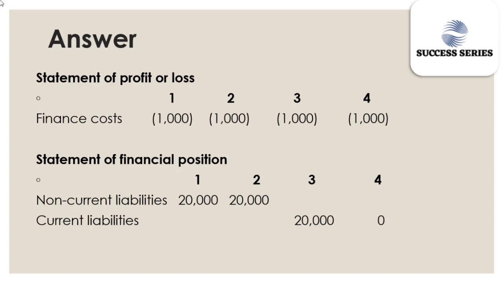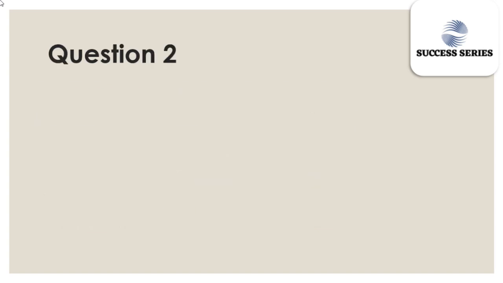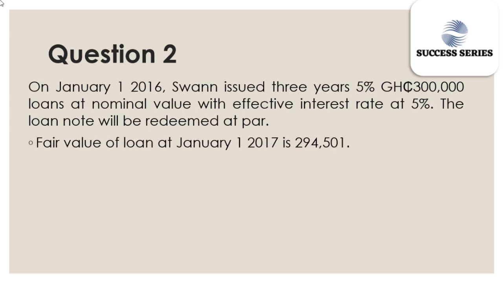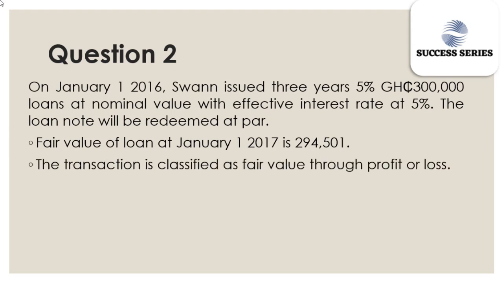Let's dive into the second question. Question 2. On January 1, 2016, Swan issued 3 years, 5%, 300 Ghana cedi loans at nominal value with an effective interest rate of 5%. The loan notes will be redeemed at par. Now we're told that the fair value of our loan at January 1, 2017 is 294,501 Ghana cedi. Now let's say the transaction is classified as fair value through profit or loss.